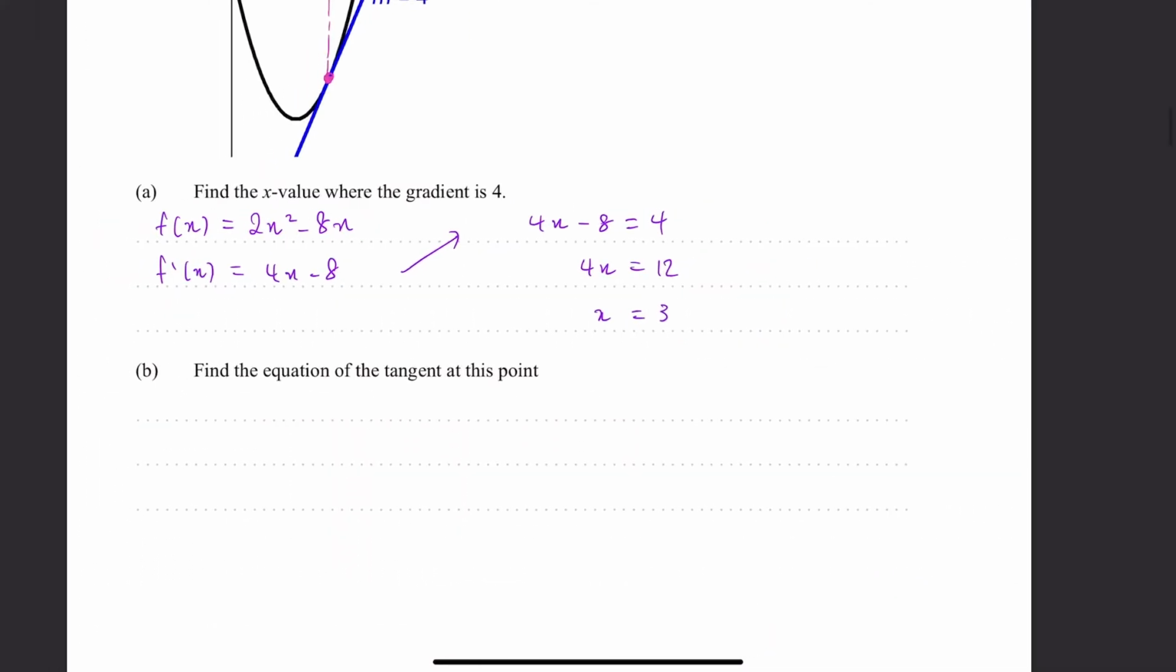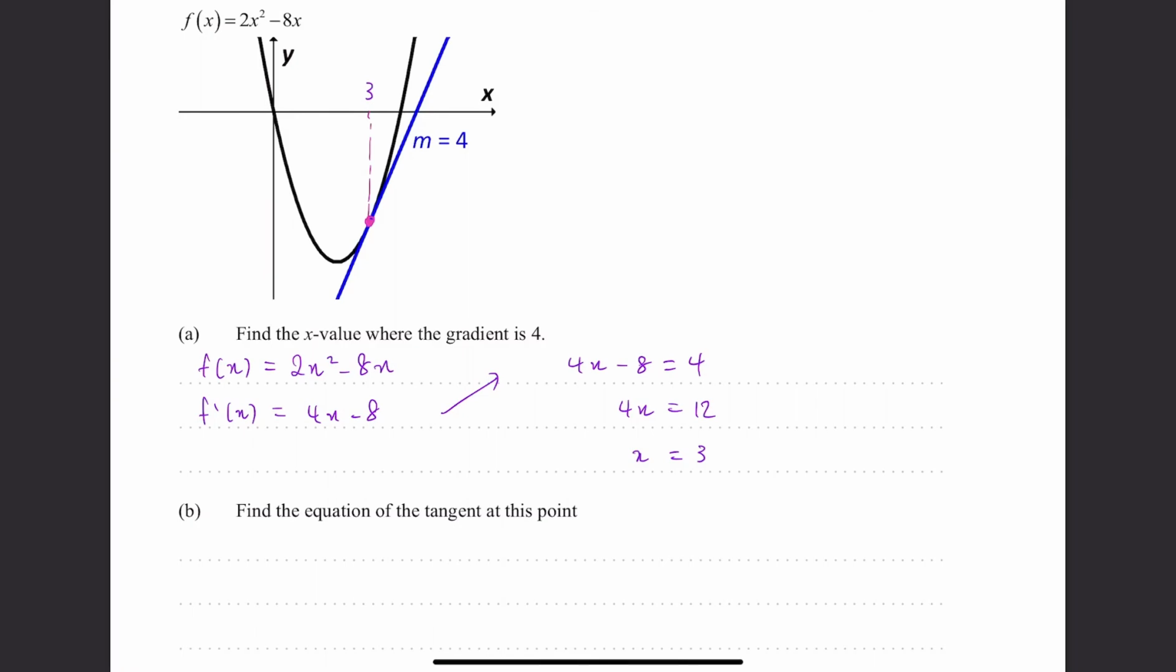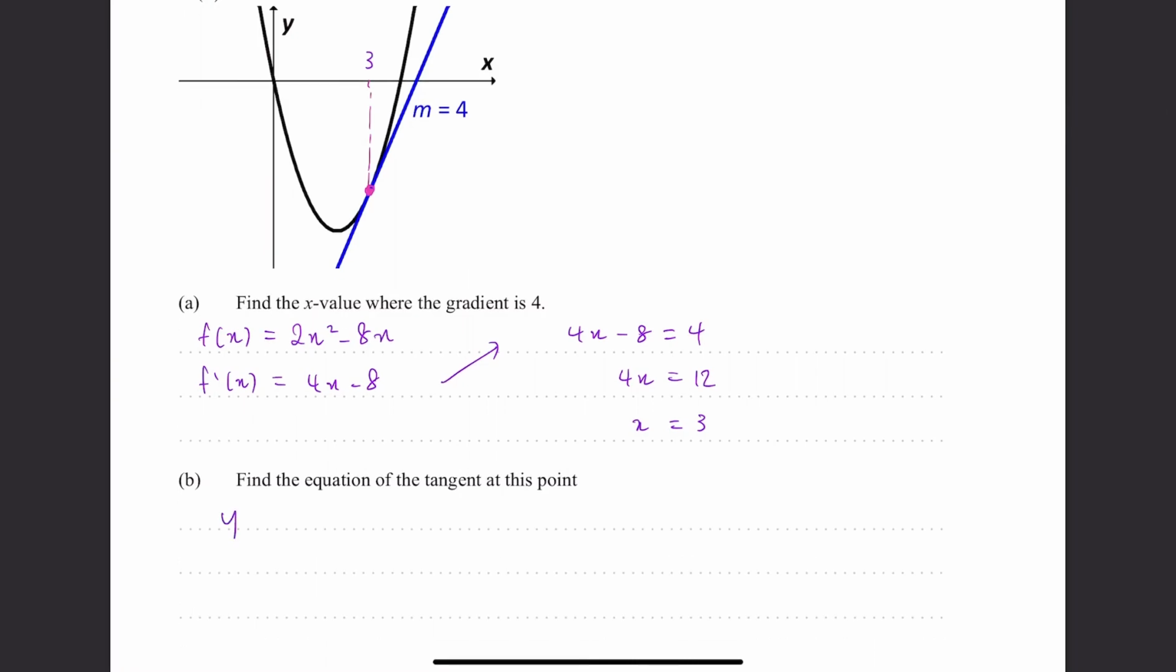And then lastly, find the equation of the tangent at this point. This is the tangent. What is the equation of that tangent? Now remember, a tangent is just a line, a straight line. So to find a straight line, this is our formula. We need a gradient and we need a point. We already have a gradient, m equals 4. And we need to know this point, which we know the x value of. So let's sub it in and find the y coordinate as well.